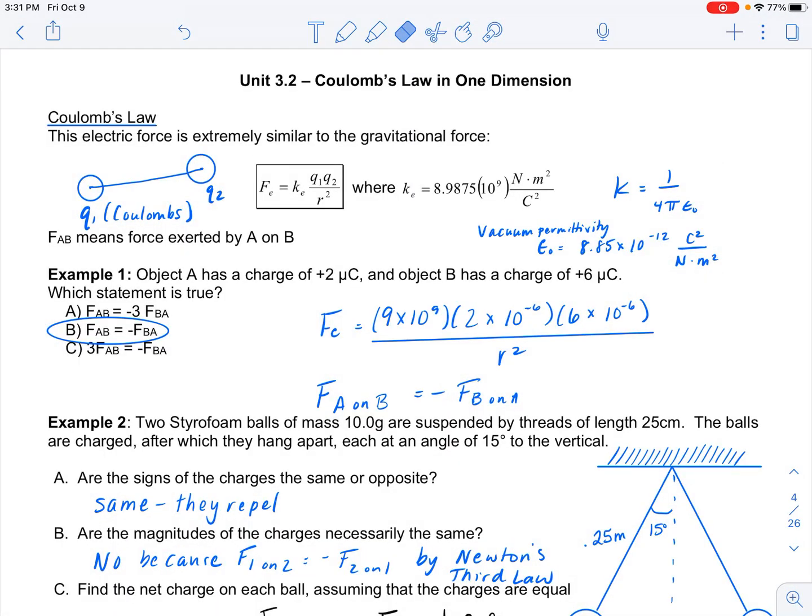Here are the notes for section 3.2, Coulomb's law in one dimension. In the last section, we looked at electric force caused by charges, like and unlike charges, positive and negative. Now what we're going to do is quantify those forces. Coulomb's law allows us to determine the force between two charged objects, Q1 and Q2, separated by a distance.